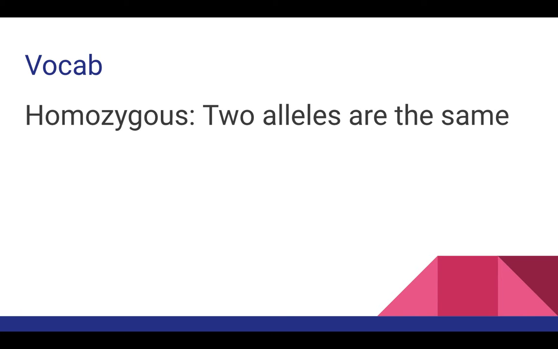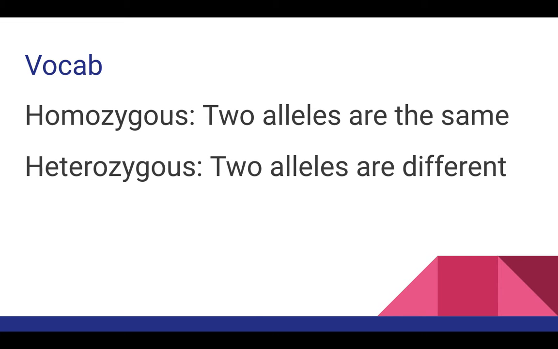Homozygous is when 2 alleles are the same. So this can either be 2 uppercase R's, or different letters for different traits. But going back to our flower example, this could be 2 uppercase R's for a red flower or 2 lowercase r's for a white flower. On the flip side, there's heterozygous, which is 2 alleles that are different. So that would be when we have that uppercase R and that lowercase r. And if we have that uppercase R and that lowercase r, what color is the flower going to be? Red.